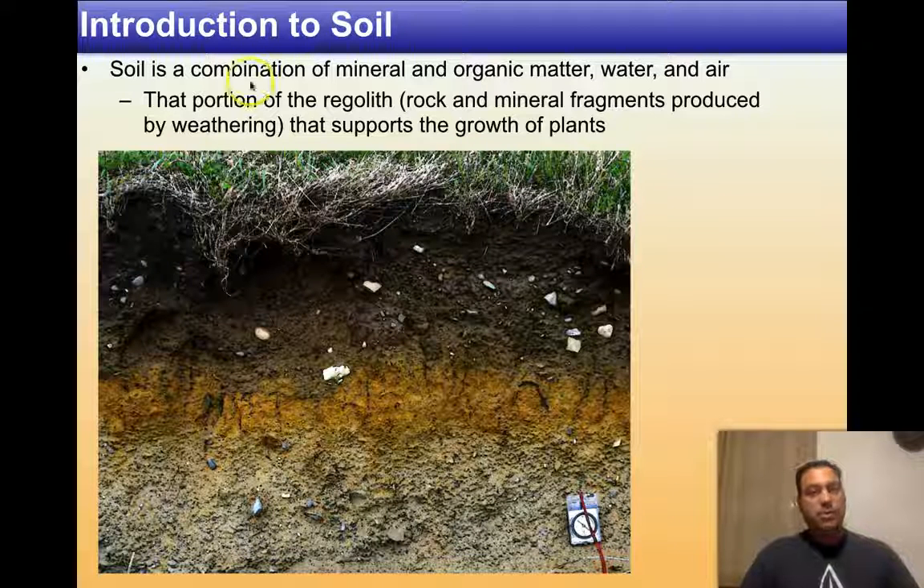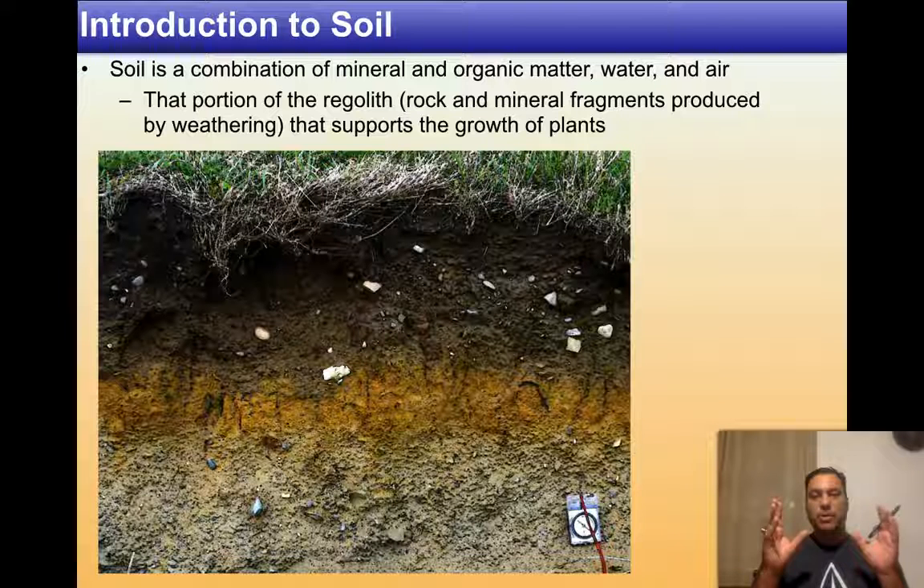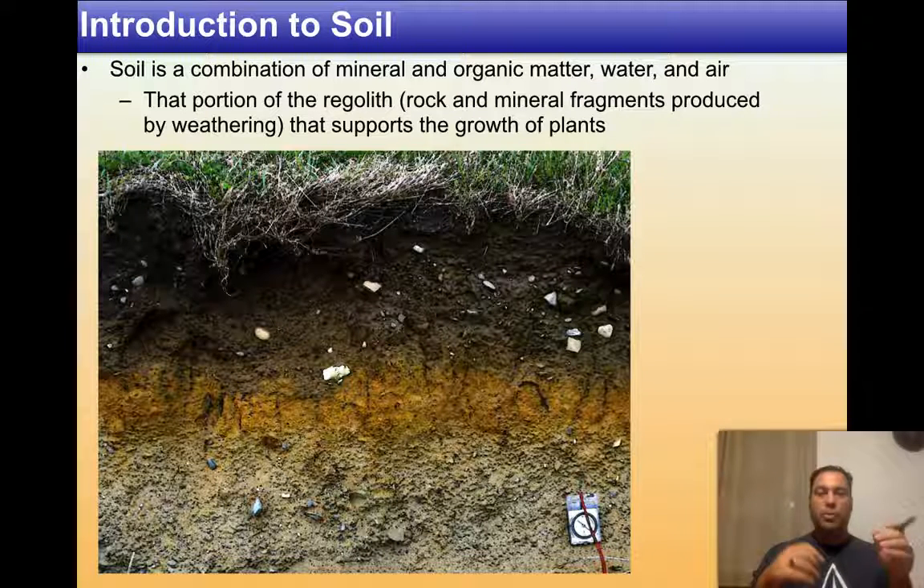Well, soil is a combination of mineral and organic matter, water, and air. If you remember from one of the earlier lectures, we talked about the hydrosphere, the geosphere, the atmosphere, and the biosphere all coming together and interacting. And the place where they do the best interacting and create the optimal conditions is actually right in soils.